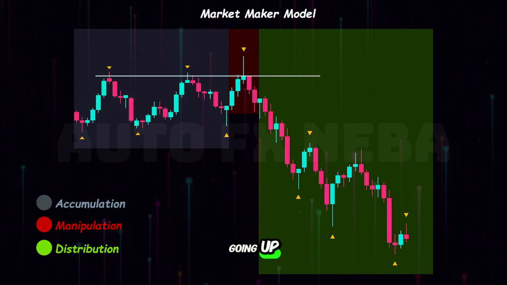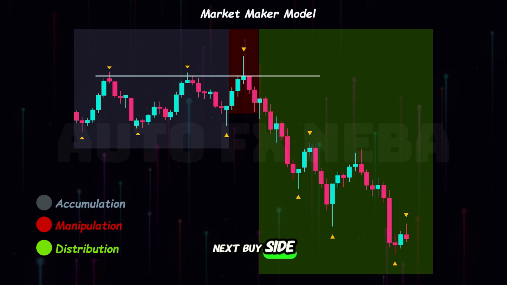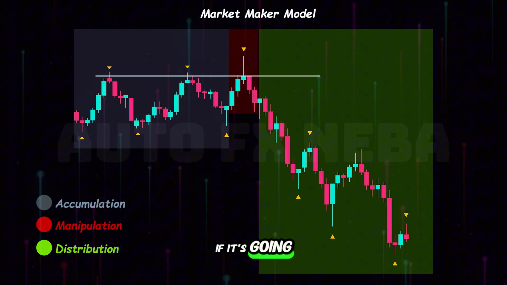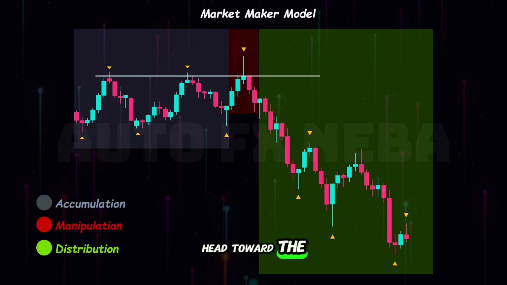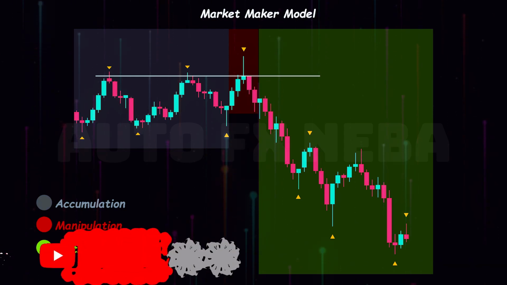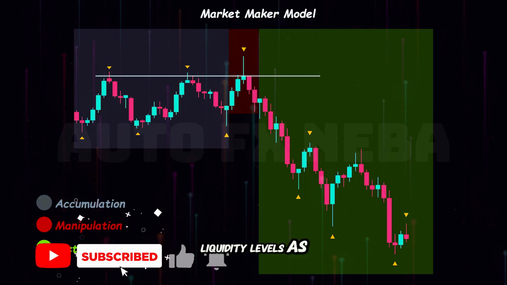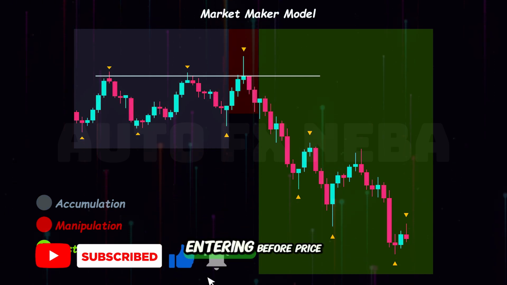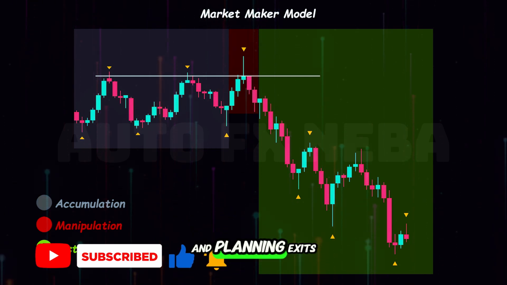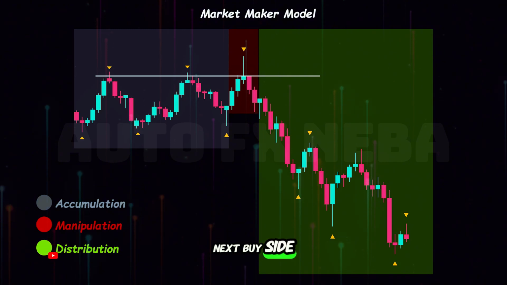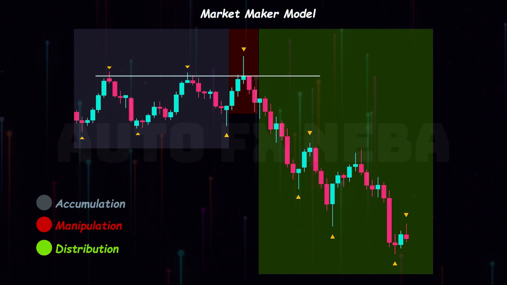If price is going up, it will likely aim for the next buy-side liquidity above. If it's going down, it will likely head toward the next sell-side liquidity below. We use these liquidity levels as targets for our trades, entering before price reaches them, and planning exits around where the next buy-side or sell-side liquidity sits.